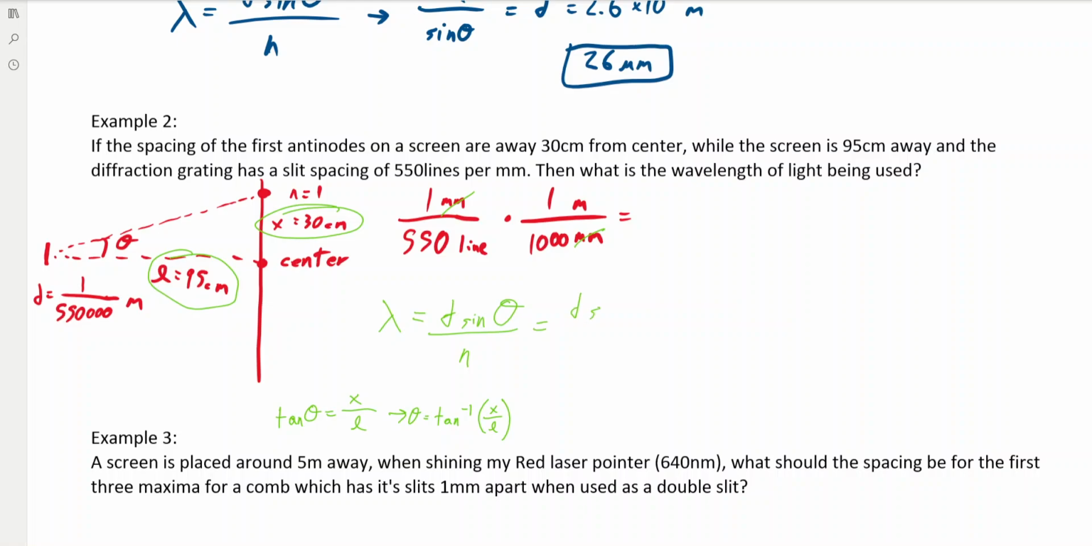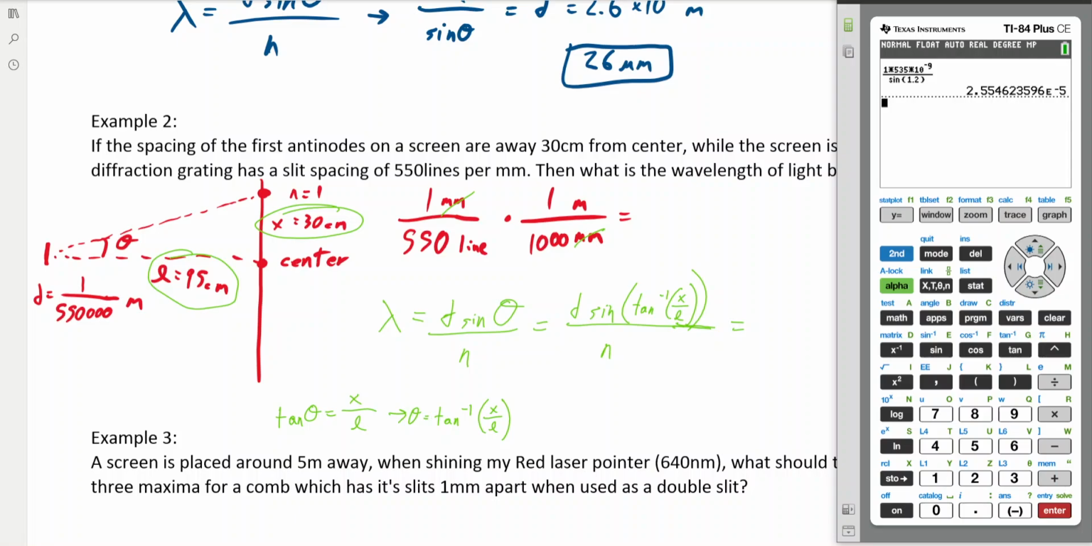So d sine of tan^-1 of x over L, because that tan^-1 is the theta in the question. Okay, so we've just replaced the theta with that. And what are we looking for? The wavelength. So actually we just have to type it in exactly as written now. So that's what we're going to do.